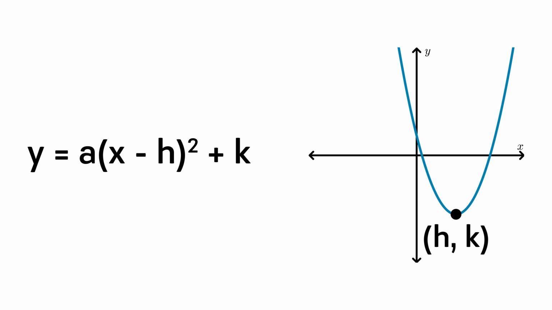As we just saw, the h and k in the formula represent the coordinates of the vertex. The h represents the x-coordinate, and the k represents the y-coordinate. This is really helpful when we eventually graph these equations because we can see the vertex in the formula without having to do any calculations.